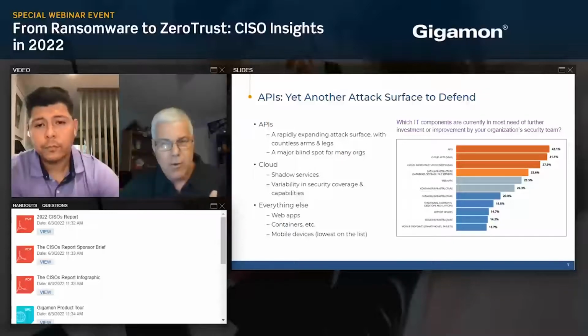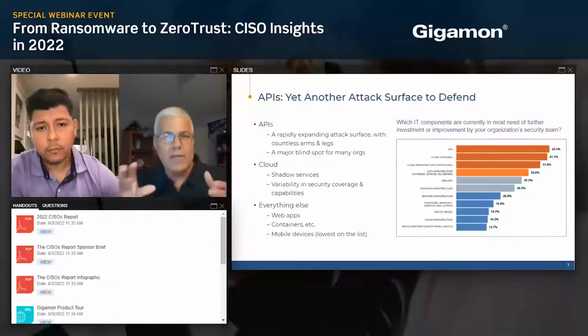And to take it further, it's pretty much like the Wild West, right? There is very little visibility into what all these connections are, who they're with, what data they have access to, and then what's being done with that data. That's the visibility side. There's also very little control over them.